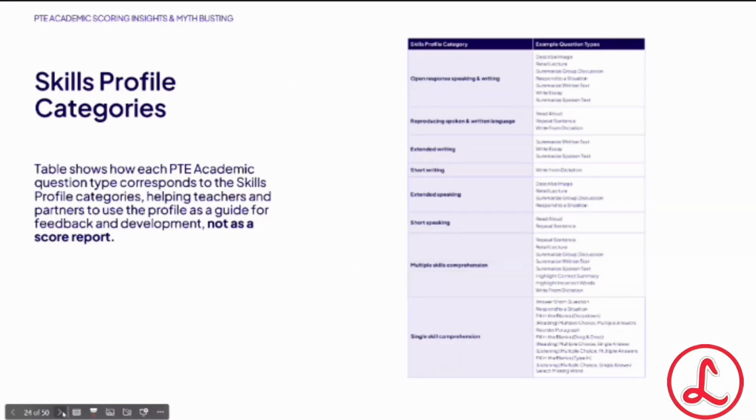And this chart here shows the different item types, different question types that relate to those categories. We hadn't released that previously, so this is also new information in the scoring document, and it's just intended to help people understand what the skills profile is telling you. So it can be useful to help test takers make sense of that.